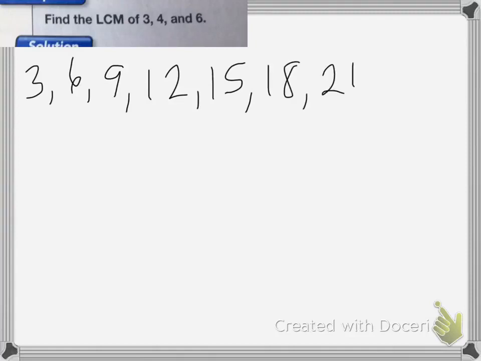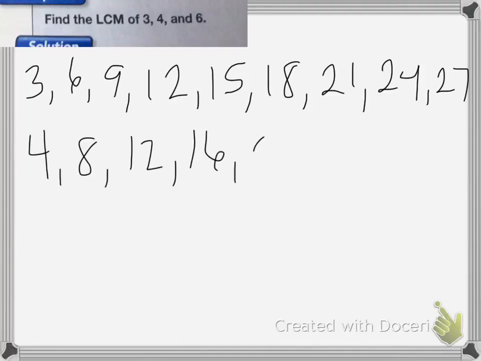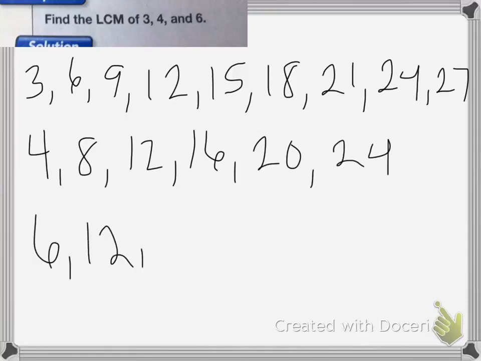Okay. Find the least common multiple of 3, 4, and 6. So I'm going to do it again. So 3, 6, 9, 12, 15, 18, 21, 24, 27, and I could keep going. Okay. And then for 4, we have 4, 8, 12, 16, 20, 24. Okay. Now 6, 6, 12, 18, 24, 36, or 30, sorry.